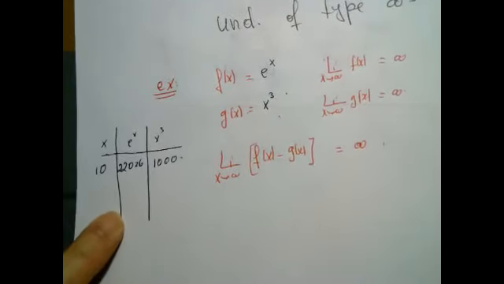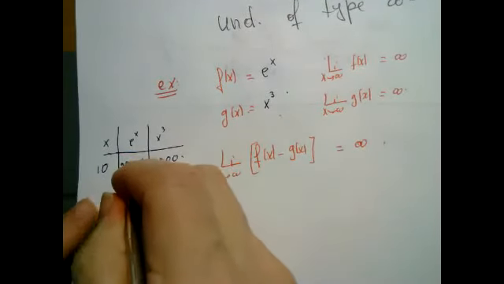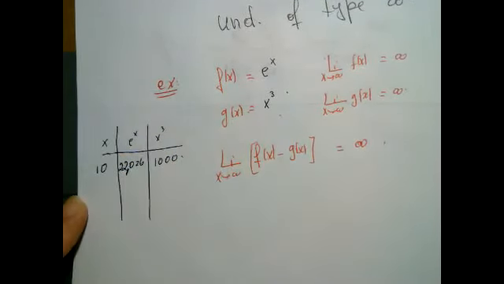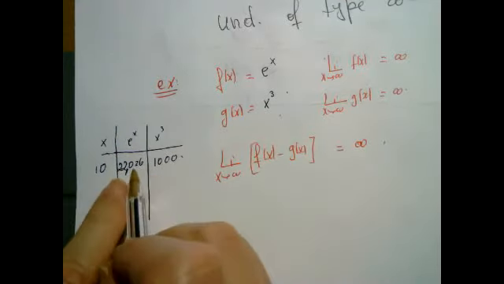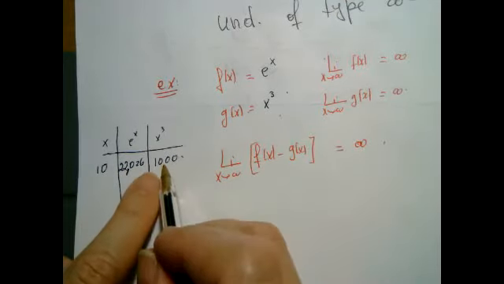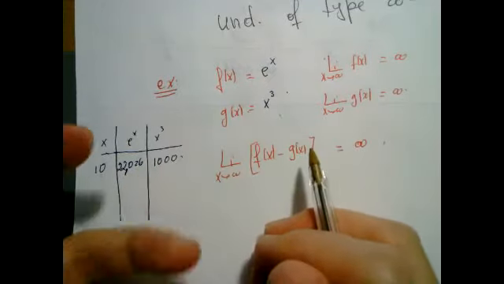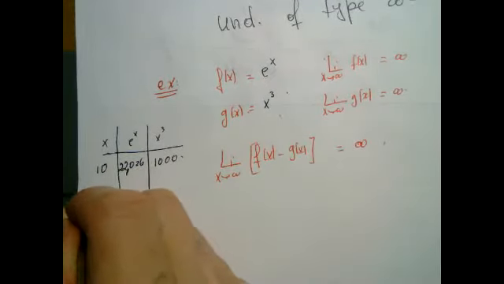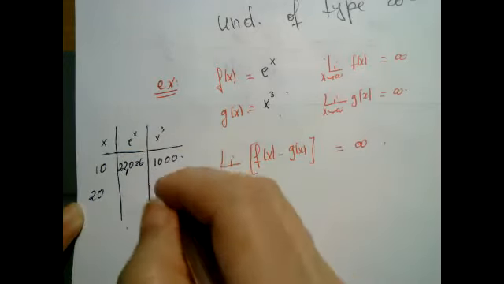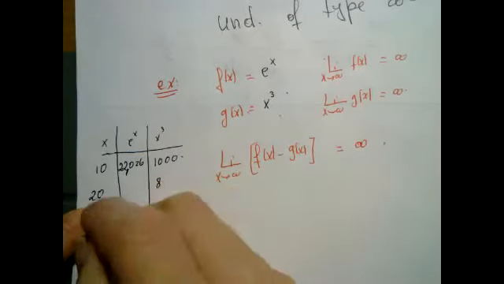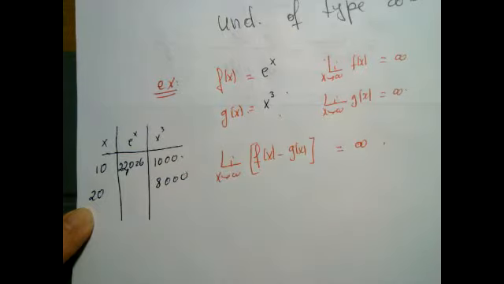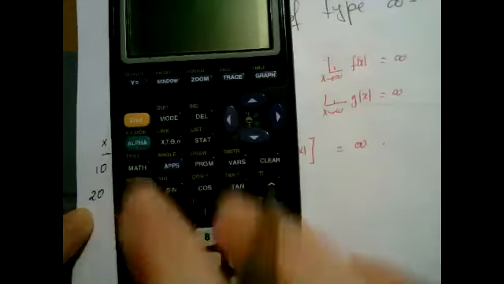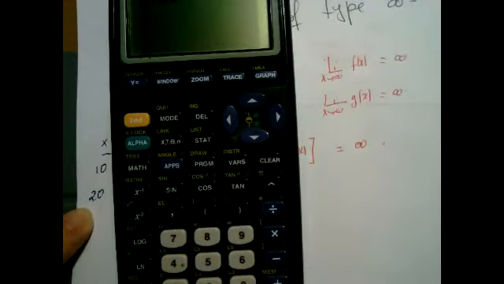Okay, it's 10,000, it's 1,000. And this is already 22,000. If I take the difference, 22,000 minus 1,000, this is really going to be very large. Watch if I take even x larger. I'm going to take x to be 20. So this is going to give me 8. However, e to the 20, look how large it is.